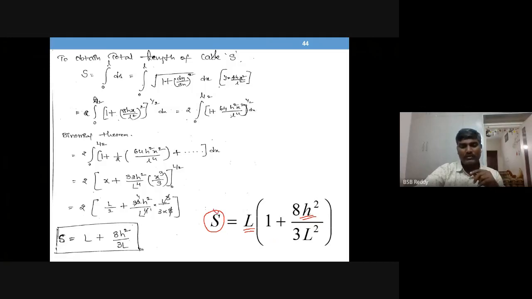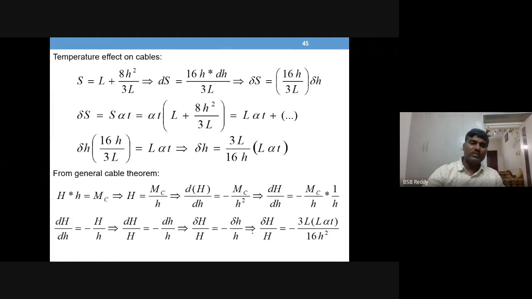to find S. That was found in the last session. So S is equal to L into 1 plus 8 by 3 H by L whole square, or H square by L square. Now, proceeding further to see the effect of temperature on cables.